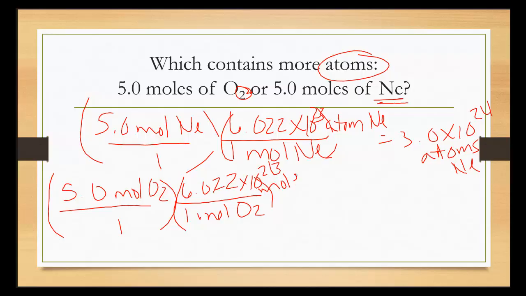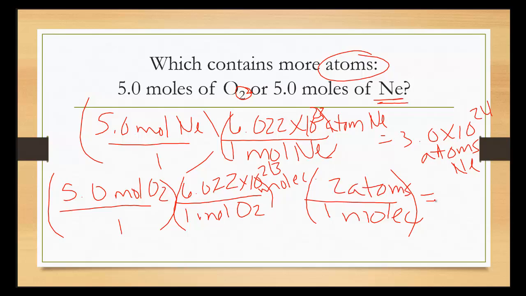I need to get it over to atoms. In order to do that, I need to look at the molecule and say how many atoms there are. For every 1 molecule, there are 2 atoms. So 5.0 times 6.022, second function 23 times 2. That comes out to be 6.0 times 10 to the 24th atoms of oxygen. So that means 5 moles of O2 has more atoms than 5 moles of neon.